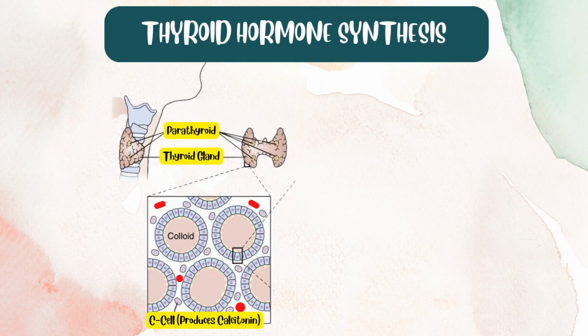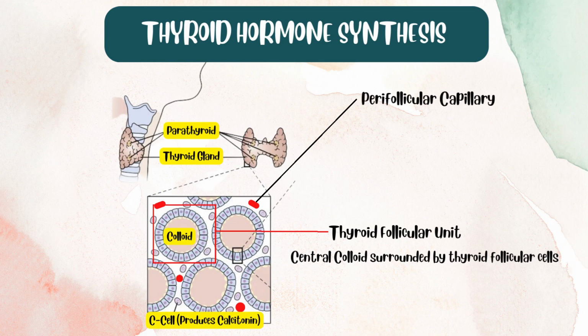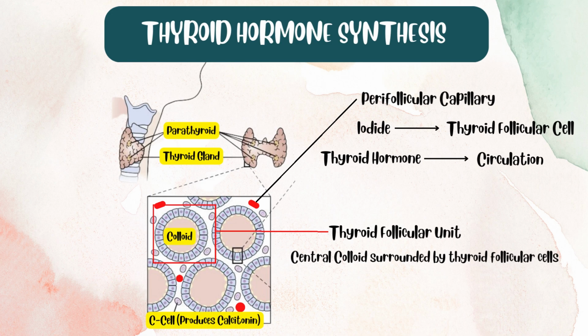We will review thyroid hormone synthesis and some essential clinical correlates. A thyroid follicular unit is represented in this illustration. The central colloid is surrounded by a circumferential array of thyroid follicular cells. The parafollicular capillaries transport iodide from the periphery to the thyroid follicular cells and active thyroid hormone from the follicular cells to the general circulatory system.